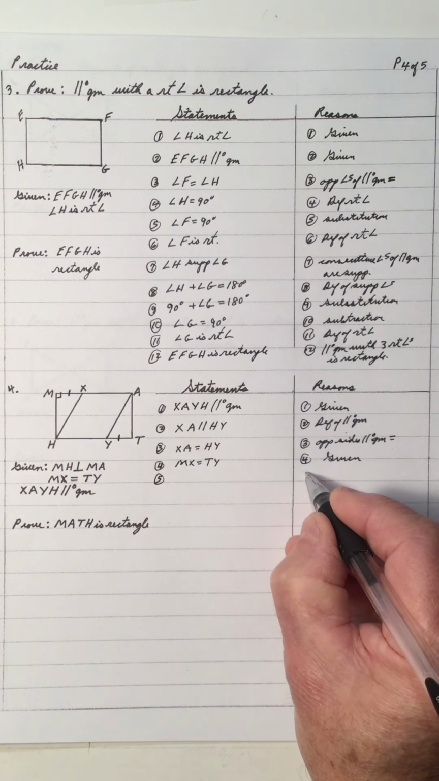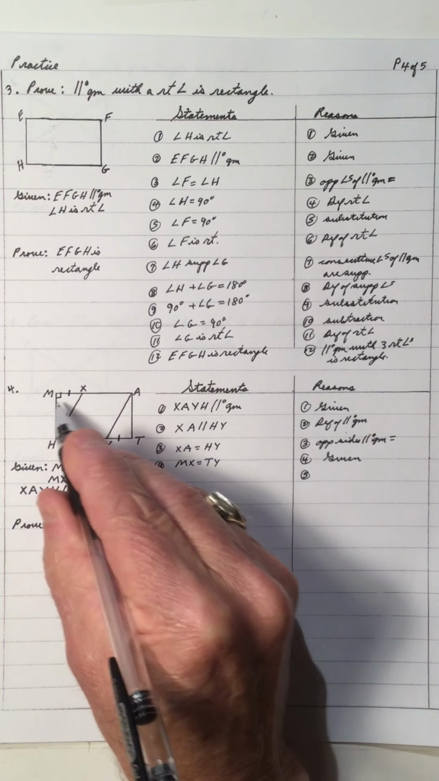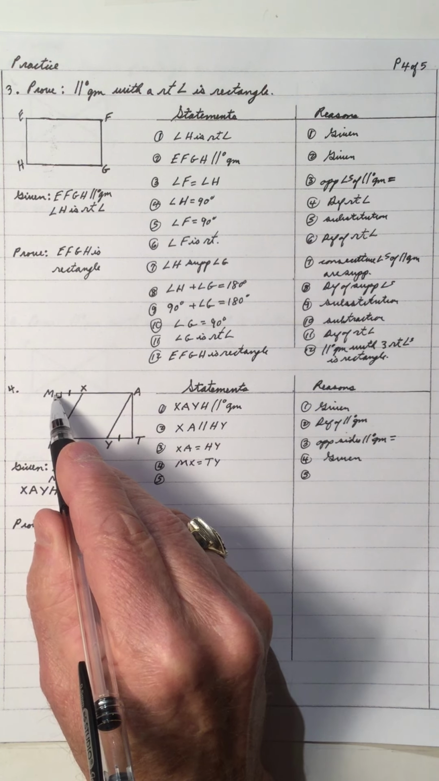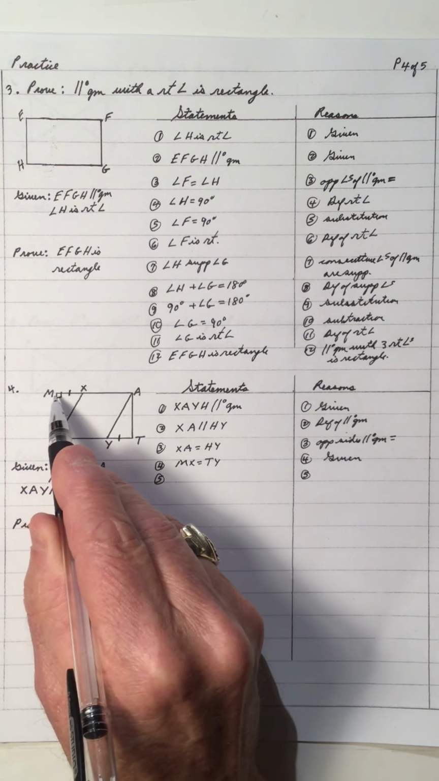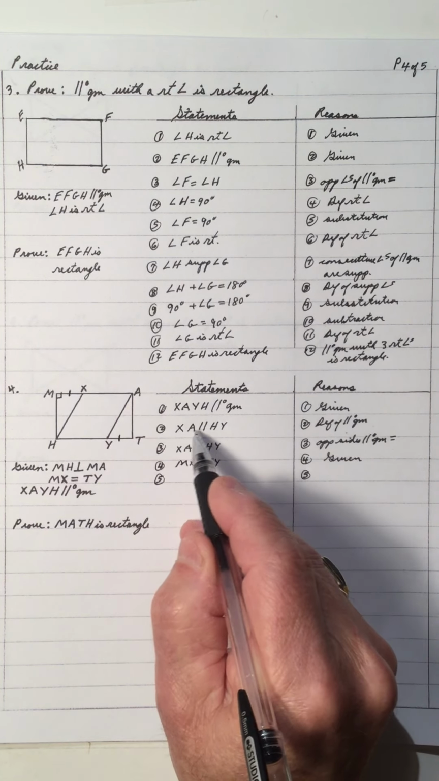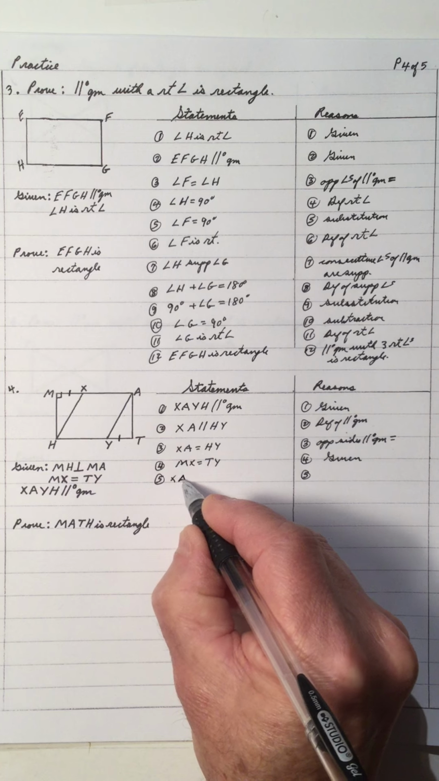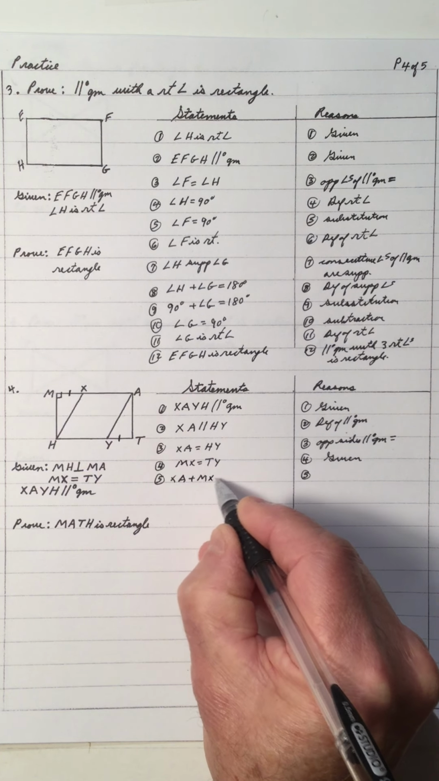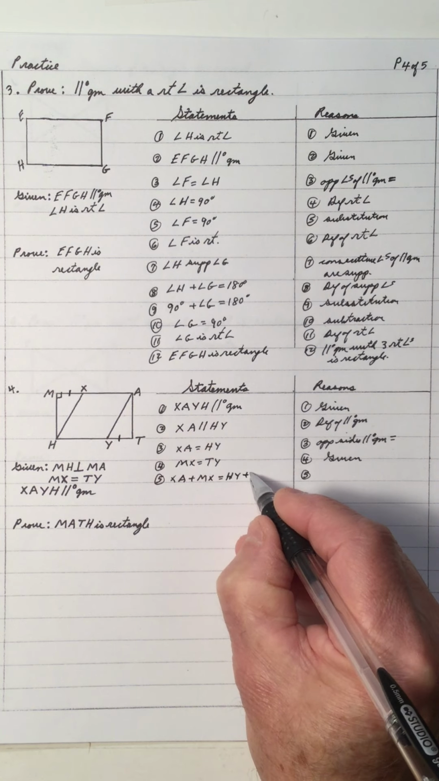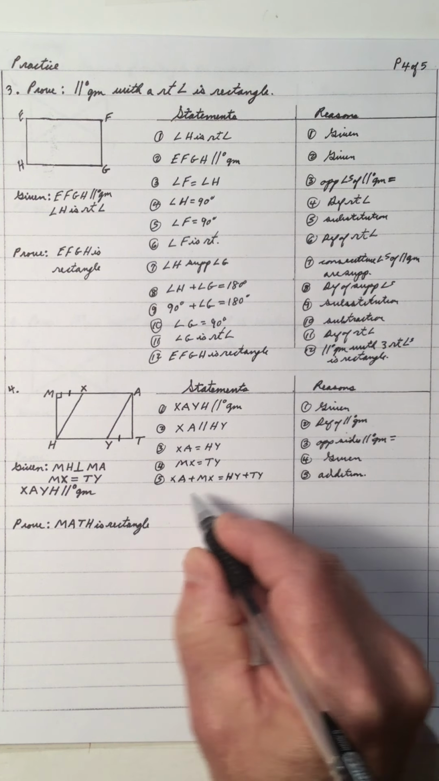So as a result, how am I going to get this side equal? I already have XA parallel to HY, which says that MA is parallel. So I already have this side parallel right here. So I will take XA and add on MX, and take HY and add on TY, as addition property of equality.